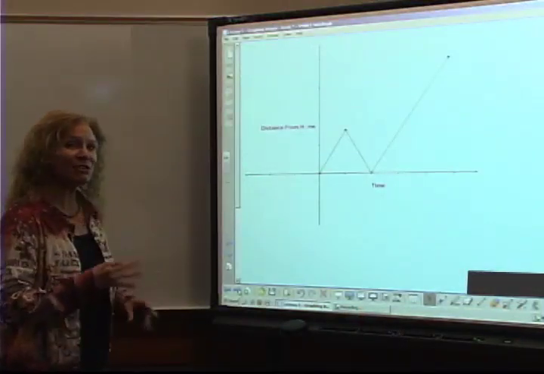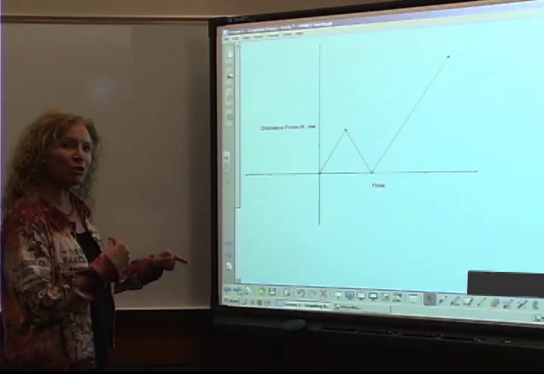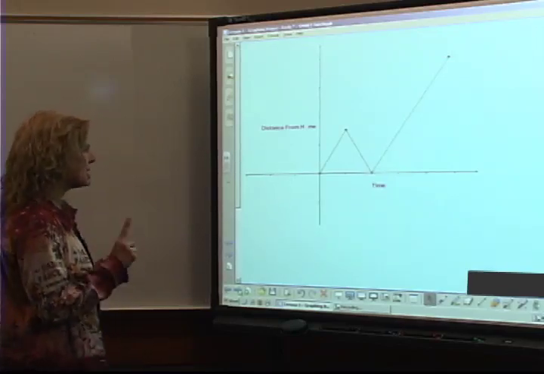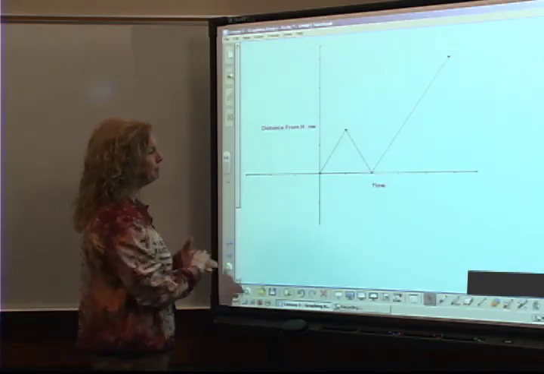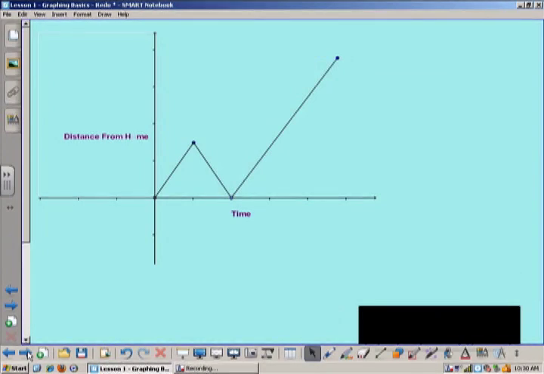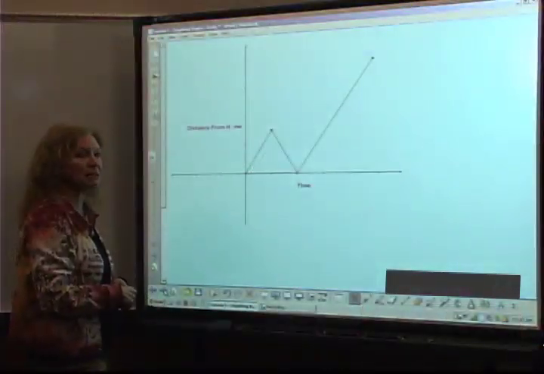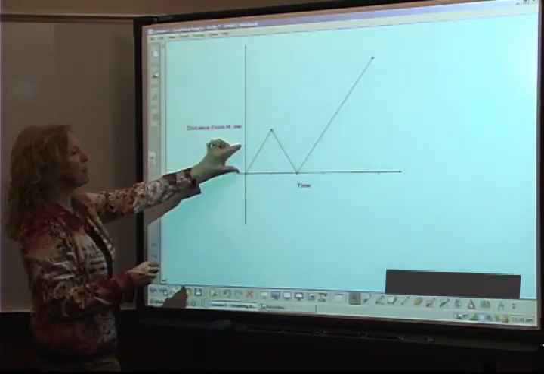What I've done is given you 4 stories and 4 graphs, and you're supposed to match up the graph with the story. Now just to make sure that we're all kind of clear on what's happening, your horizontal axis is showing time, and these should be equal increments. I didn't say if they were 10-minute increments or 30-minute increments. And then I have distance from home.